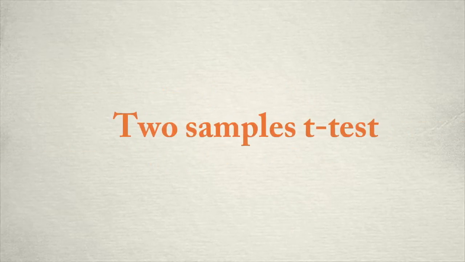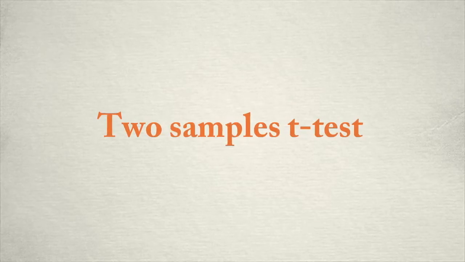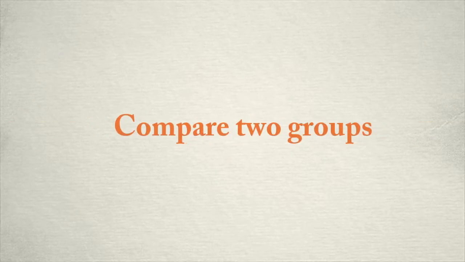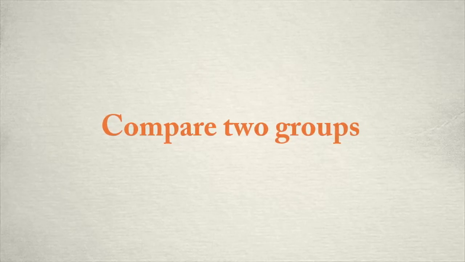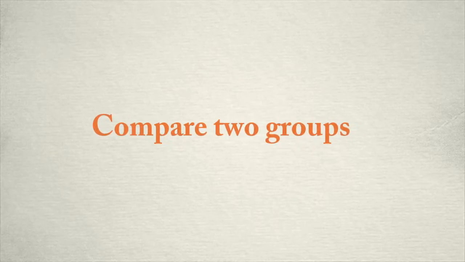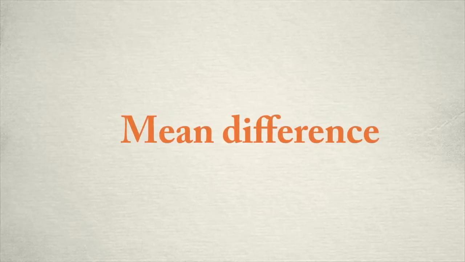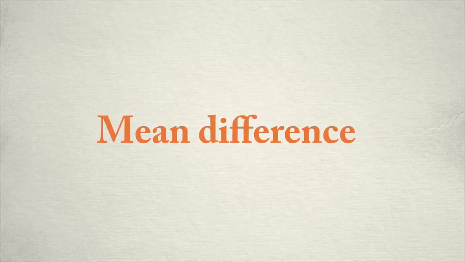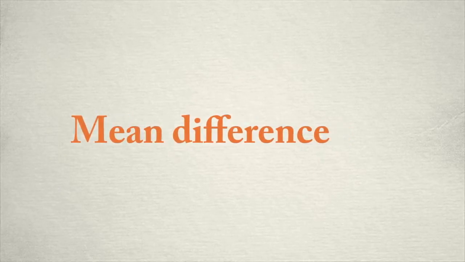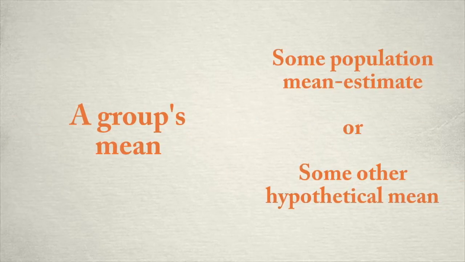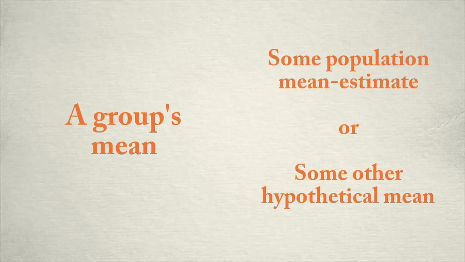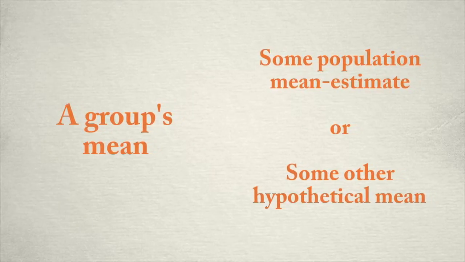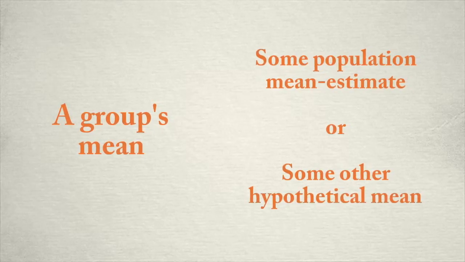The final type of t-test is a two-samples t-test. This is one of the most common and one of the easiest to understand. In a two-samples t-test, or an independent samples t-test as it's sometimes called, you're just comparing two groups to one another. With all of the different t-tests, you're looking at mean differences. Basically, is one mean significantly different than another one? In the one-samples t-test, you're basically just comparing your group's mean, your group's average, to some population estimate, or some other hypothetical mean, or some other value that you've decided to compare it to.